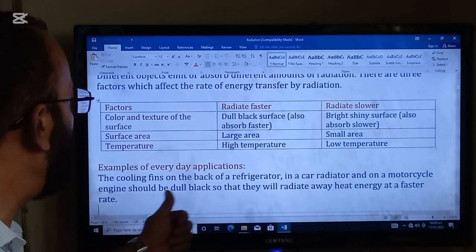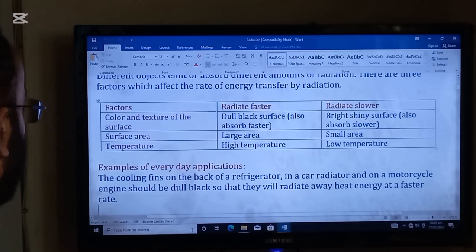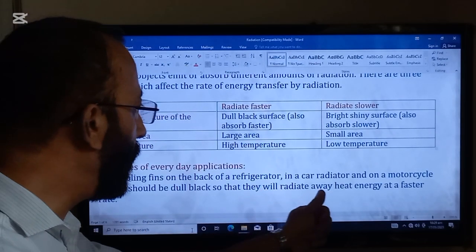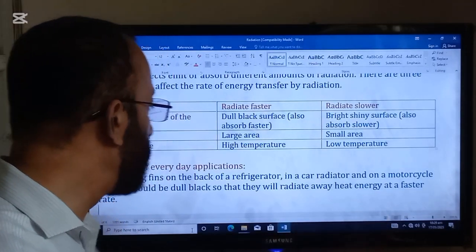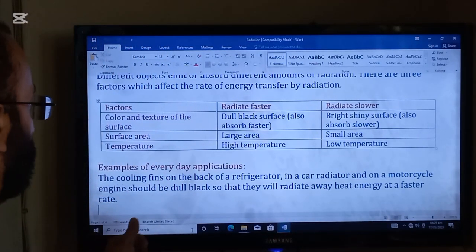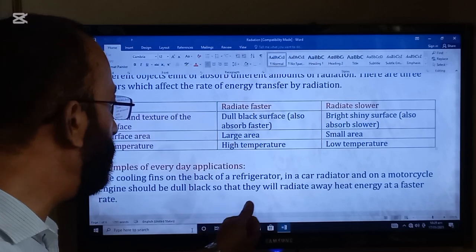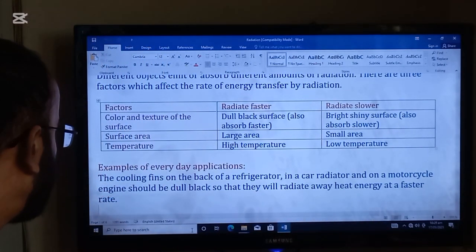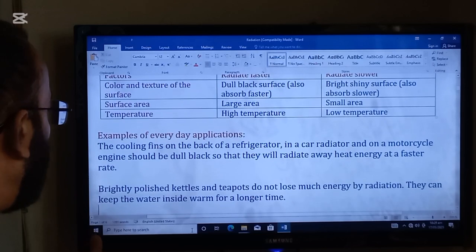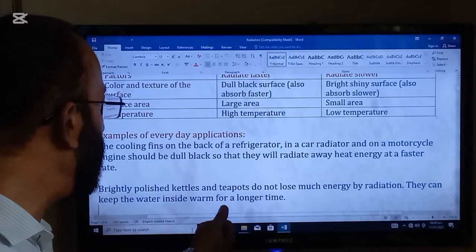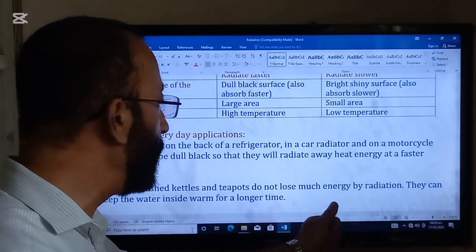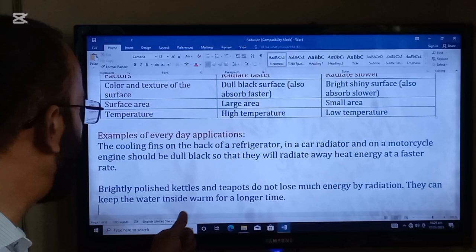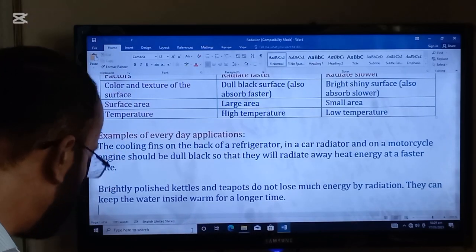Examples of everyday applications. The cooling fins on the back of the refrigerator, in a car radiator, and on a motorcycle should be dull black so that they will radiate away heat energy at a faster rate. Brightly polished kettles and teapots do not lose much energy by radiation. They can keep the water inside warm for a longer time.